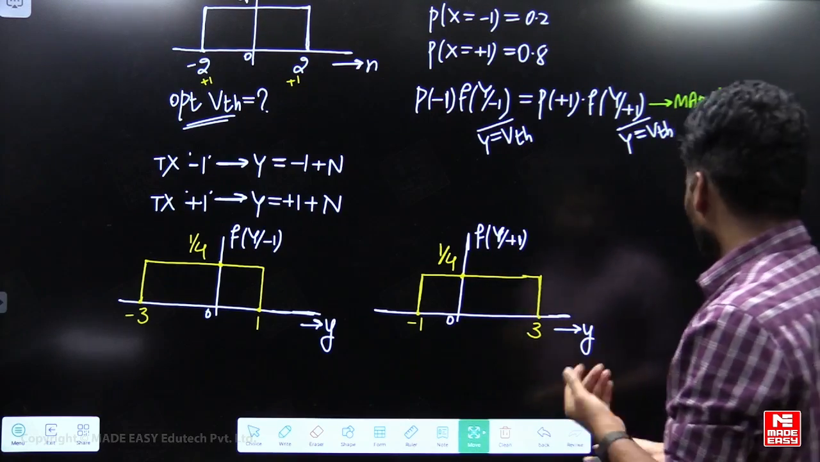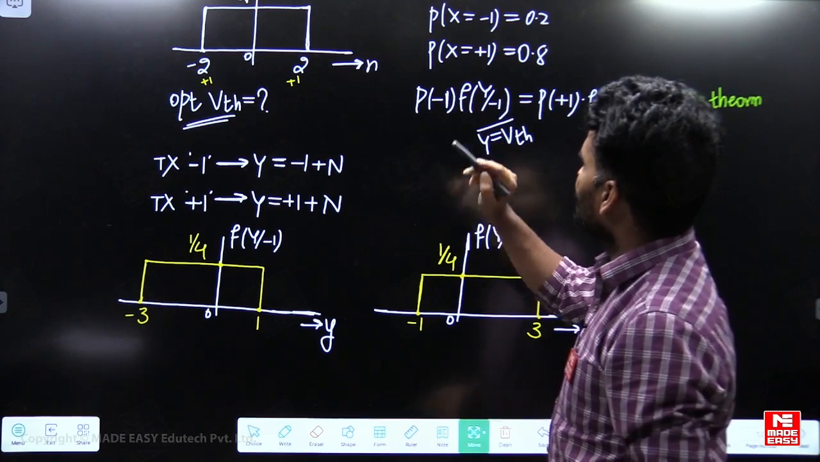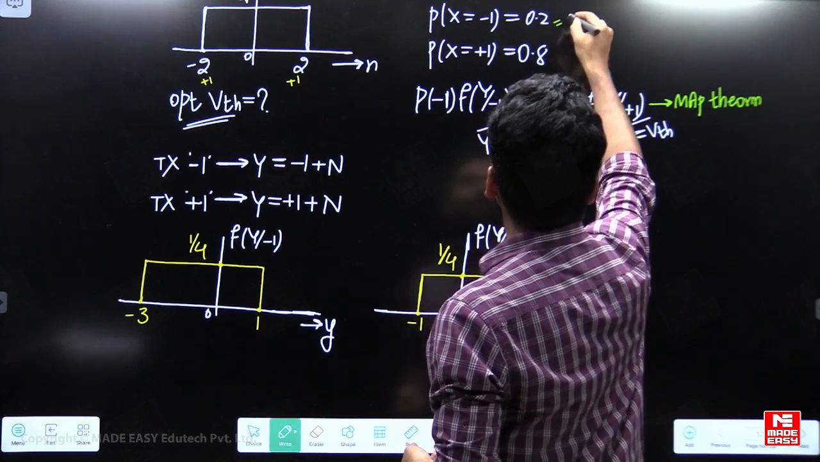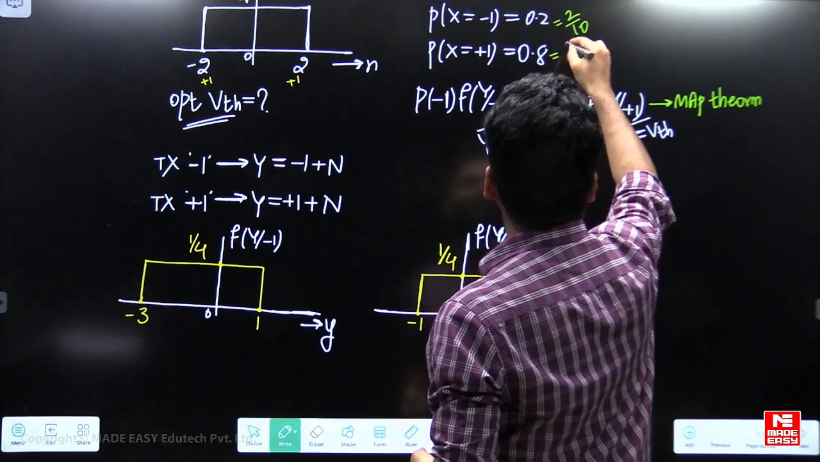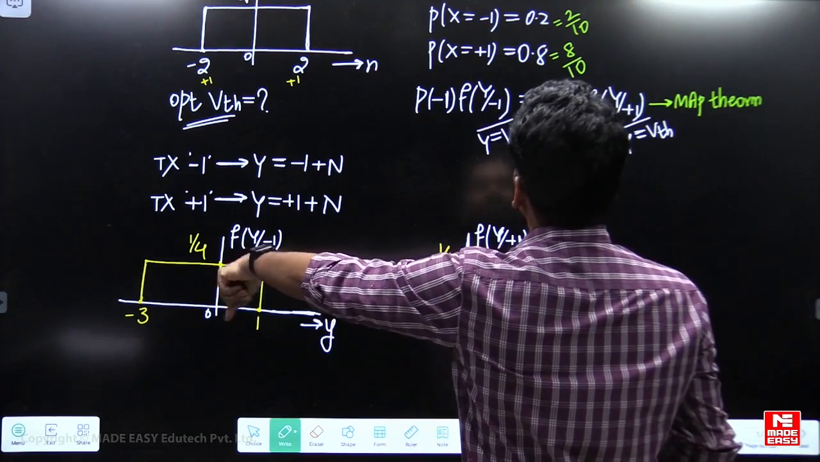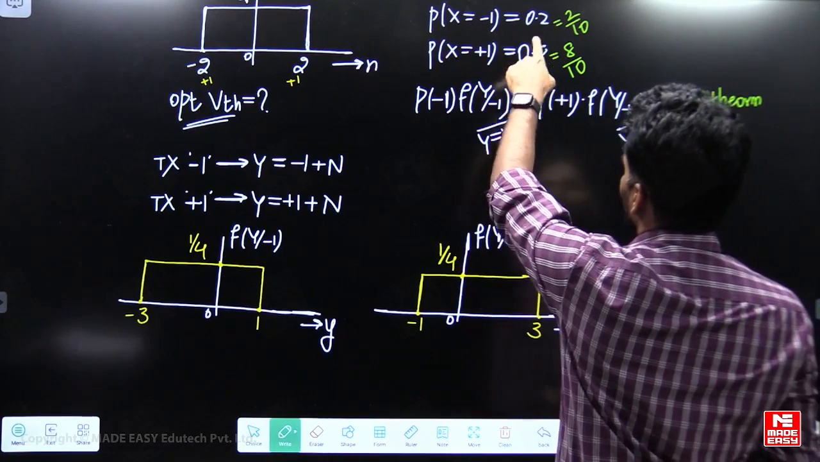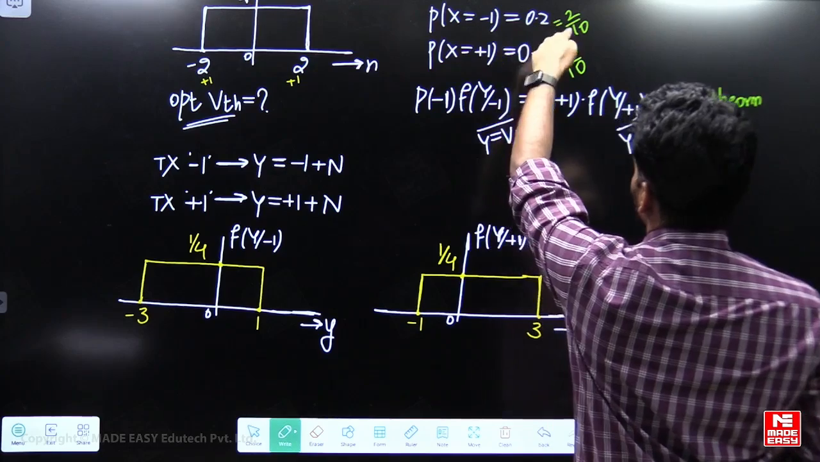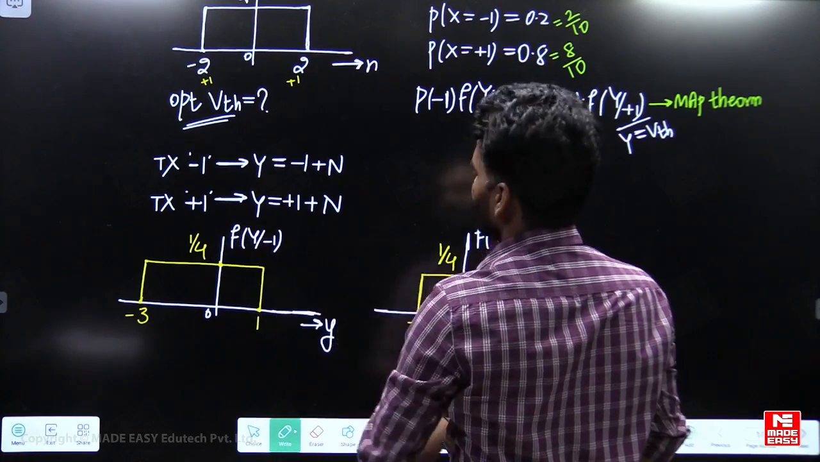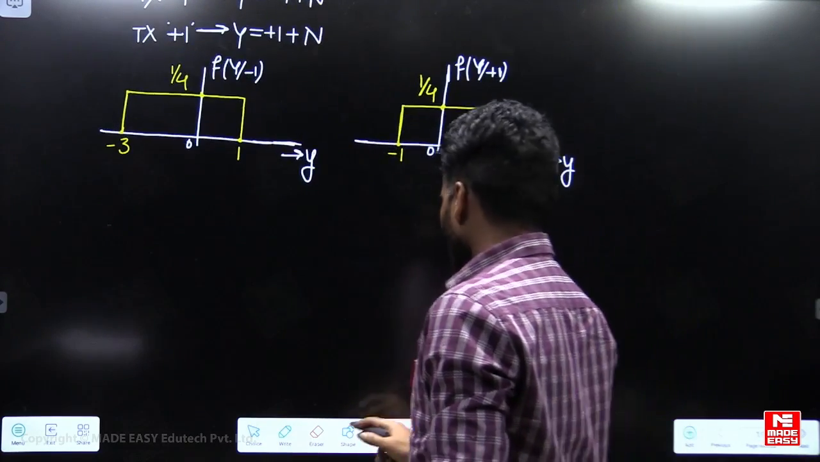Yes, this fy upon minus 1, I have to multiply with p minus 1. P minus 1 is 2 by 10 only, and p plus 1 is 8 by 10. So you have to multiply fy upon minus 1 with p minus 1, which means 2 upon 10. So you will get 2 by 40. Yes, so I'm plotting here.